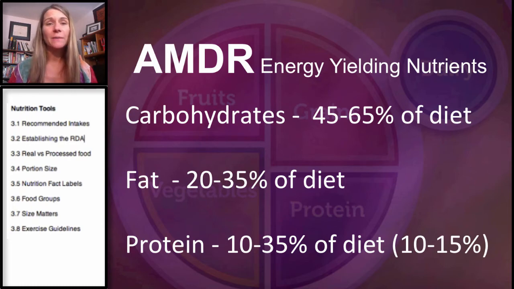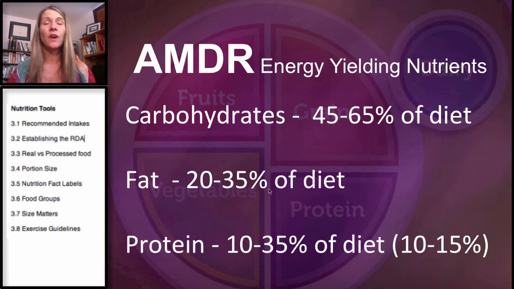The AMDR, which is for our carbohydrates, fat, and protein, is basically the same thing. It's just called the acceptable macronutrient distribution range. So it's essentially the range that you should be eating for carbohydrates, fat, and protein. And notice that everything's a range. So 45 to 65% of the diet, or fat 20 to 35% of the diet.